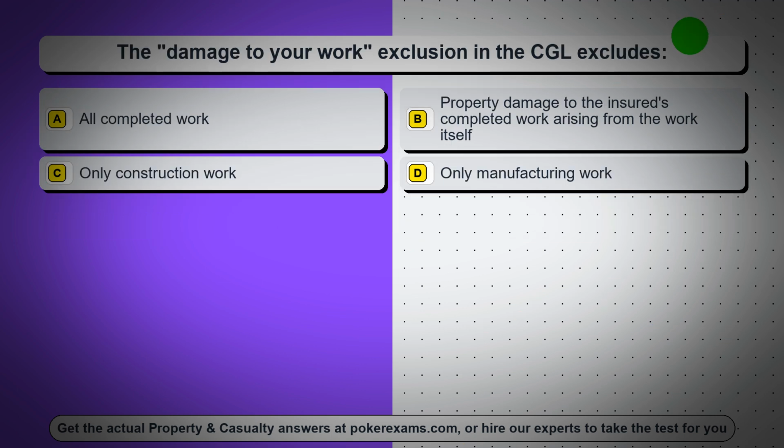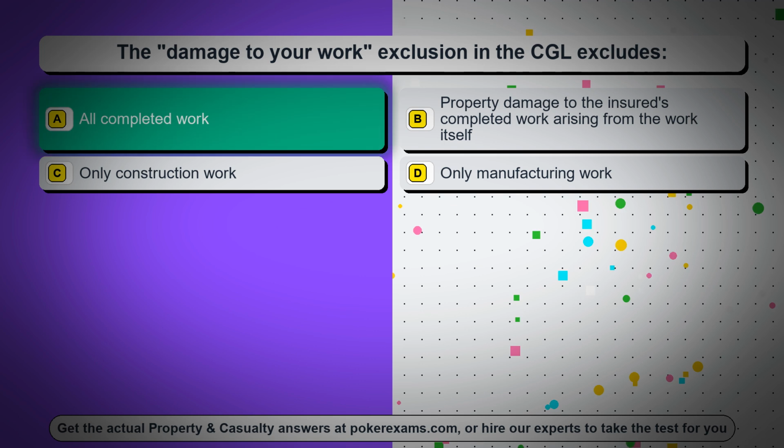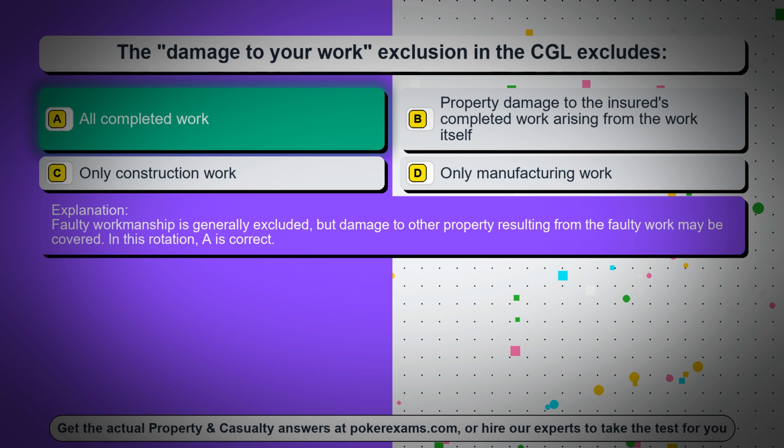Question 77. The damage to your work exclusion in the CGL excludes, option A, all completed work, option B, property damage to the insured's completed work arising from the work itself, option C, only construction work, option D, only manufacturing work. The correct answer is option A, all completed work. Faulty workmanship is generally excluded, but damage to other property resulting from the faulty work may be covered. In this rotation, A is correct.